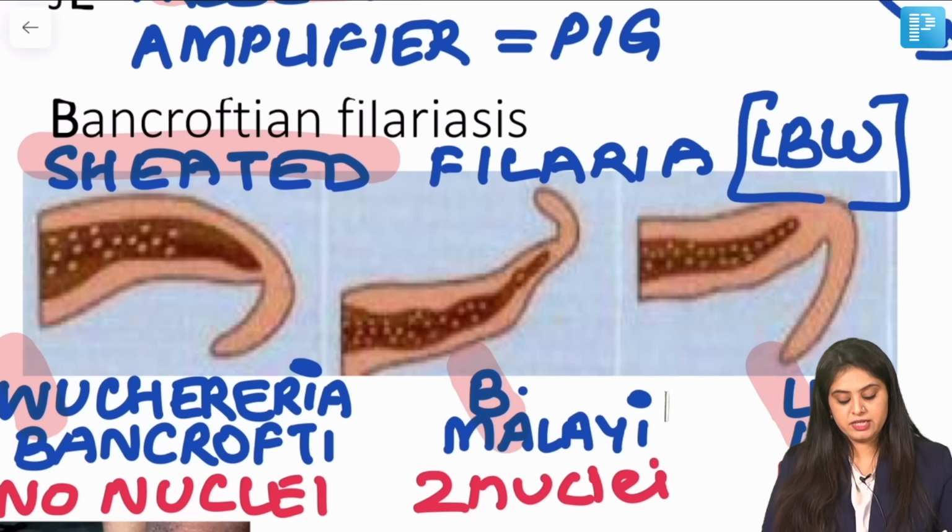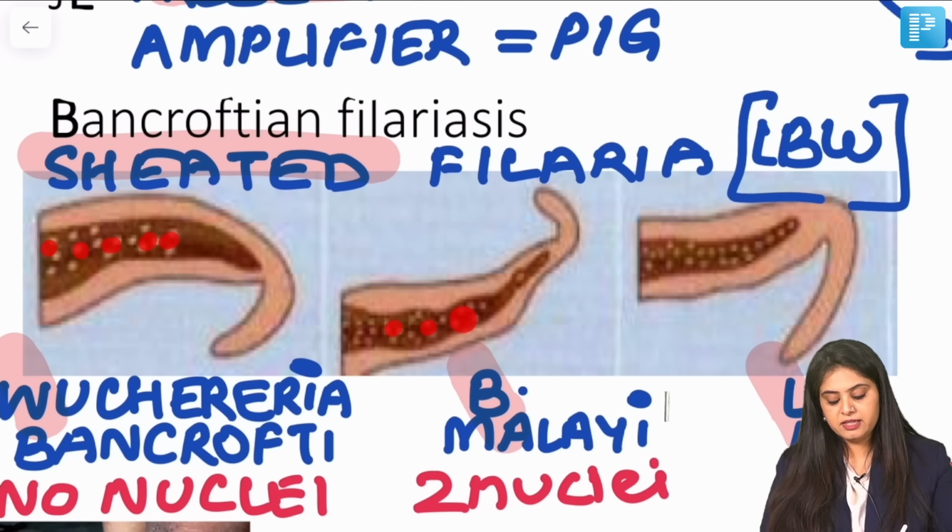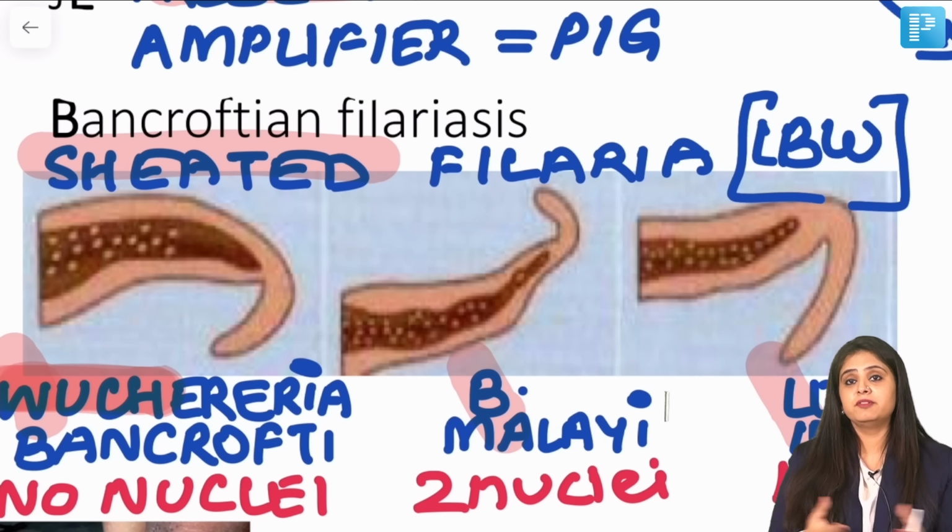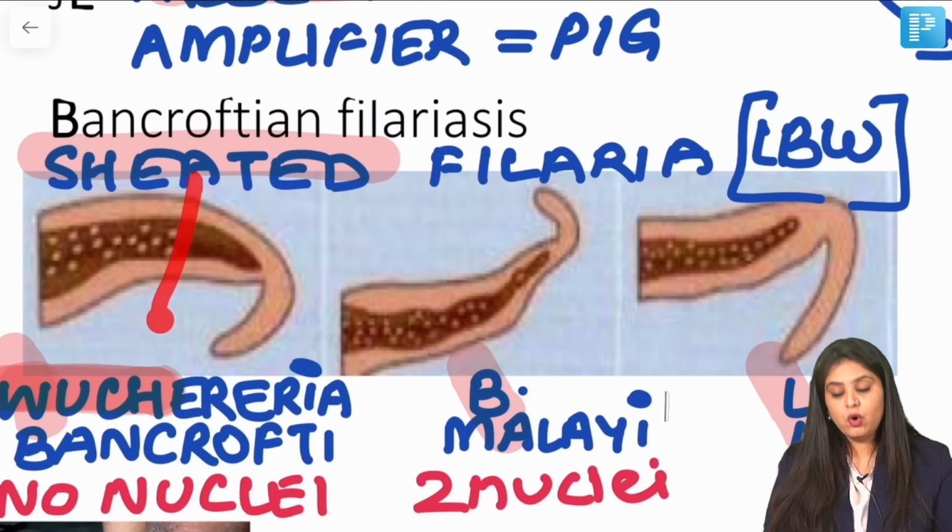How do I differentiate? I will look at the nuclei. Are they going till the end or not? In Wuchereria, do you notice there are no nuclei present at the tip? How did we learn it? As whoosh. Whoosh means magic. They've gayab, they've gone missing. The nuclei are not there at the tip. They've gone whoosh, magic, and gayab.